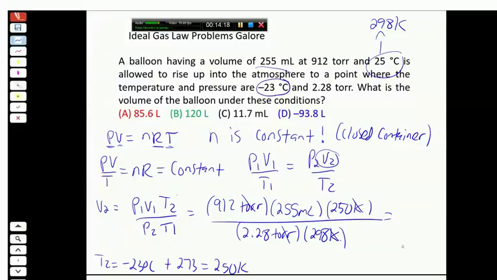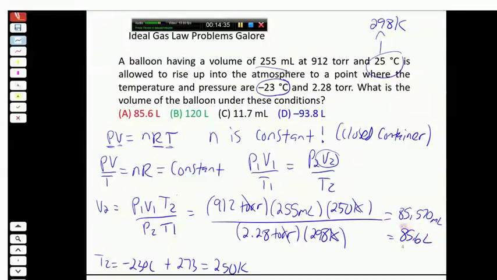Because in Celsius you're shifting the scale by 273, so the relative ratios of the two temperatures wouldn't be the same on the Celsius scale. So what this comes out to is 85,570 milliliters, or about 85.6 liters.